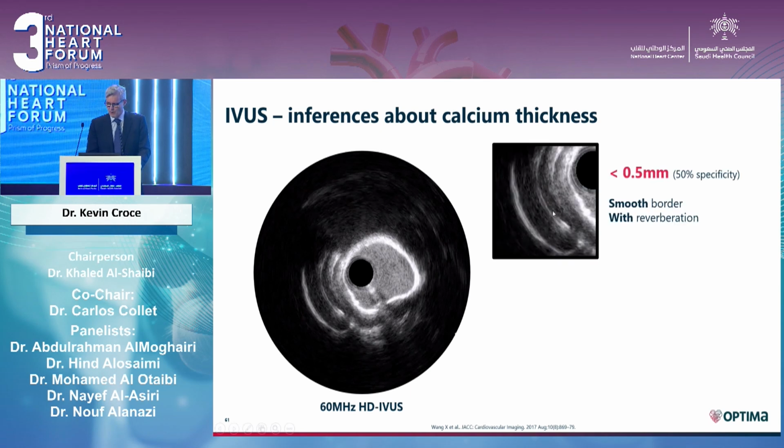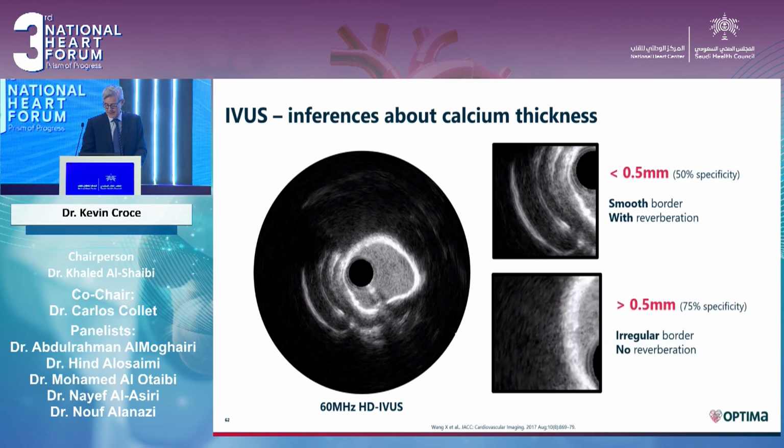If you have a smooth border with reverberation, this tends to suggest that the calcium is relatively thin, often less than 0.5 millimeters, with only about 50% specificity. As we know with IVUS, we can't see too deep behind the calcium, but we can start to use these features to let us know if it's thick or thin. And this is potentially, as Carlos highlighted, one of the really valuable bits of CT planning, because with CT you can get a very clear idea of thickness in a way which is different than IVUS itself.